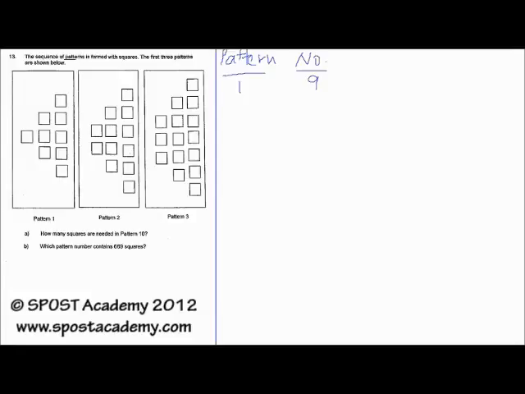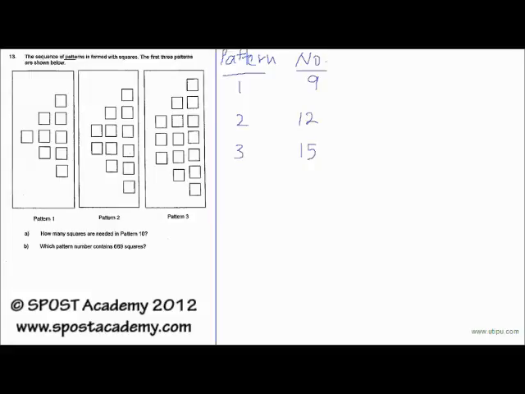Right, from the pattern you have to start by counting the number of squares. So if we count the number of squares in pattern number 1, let's write this pattern 1, the number is actually 9. Pattern 2, when we count it, we will have a total of 12. Pattern 3, we will have 15.